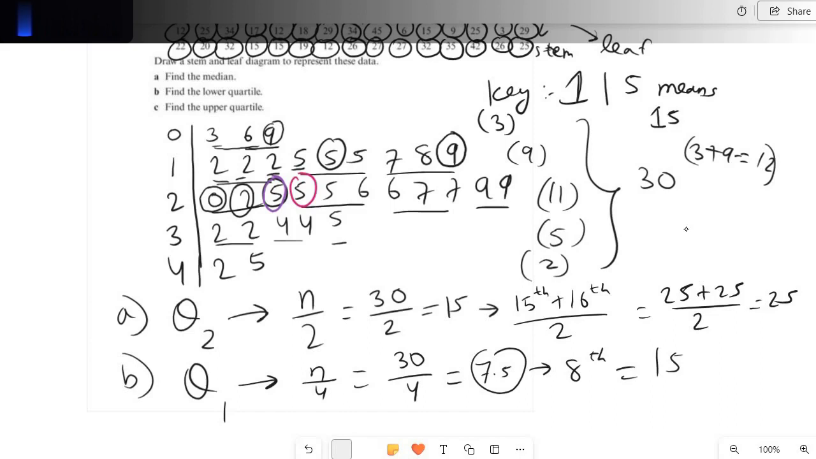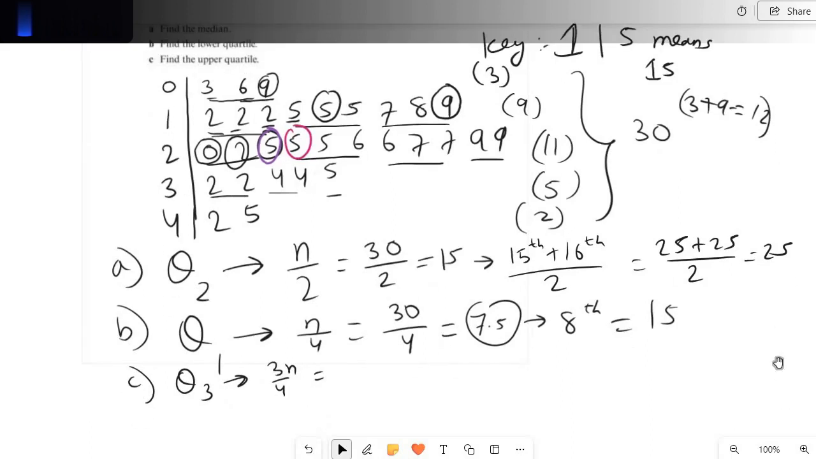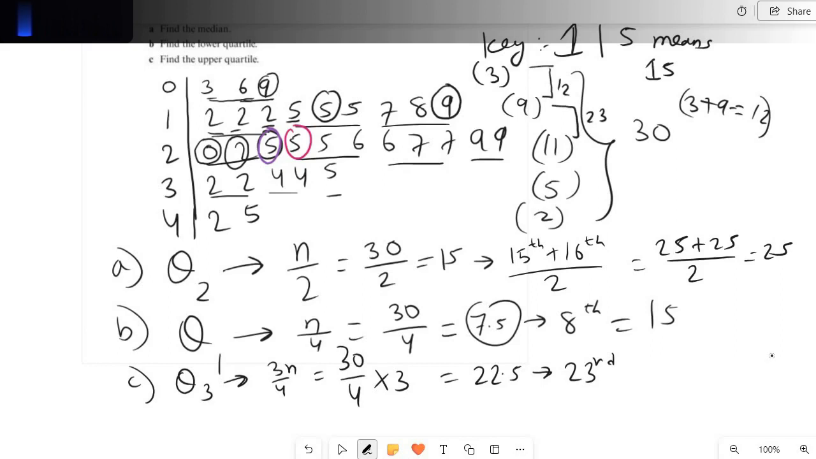And then for the next one, which is the upper quartile. As you know, upper quartile lies at 3n by 4, or n by 4 multiplied with 3. And this is going to be 30 divided by 4 multiplied with 3, which gives us a value of 22.5. Because this is a decimal number, we have to round this up to 23. So the upper quartile is going to be the 23rd term. Here we have 3 plus 9, which is 12, and then 12 plus 11, which is 23. So this is going to be the 23rd term, which is going to be 29.